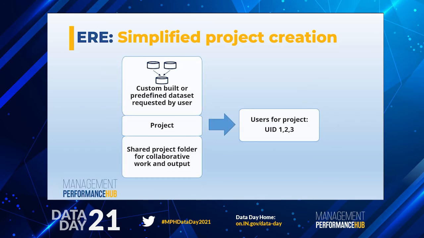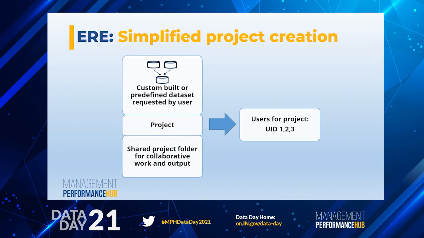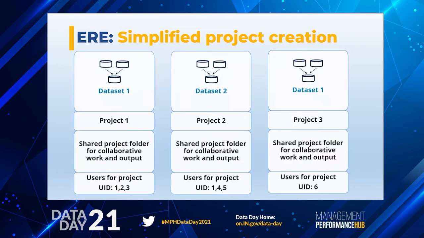So once we've got the data set attached to the project into this shared space, then we have to add users to it. So let's say we have these user IDs, and I'm calling UID here 1, 2, and 3. These are collaborators from some institution, some university or something. They'd like to do some project. What we do is we can take their data, and they're all assigned to the same project. They all get the same folder, and then they form this one unit within the ERE.